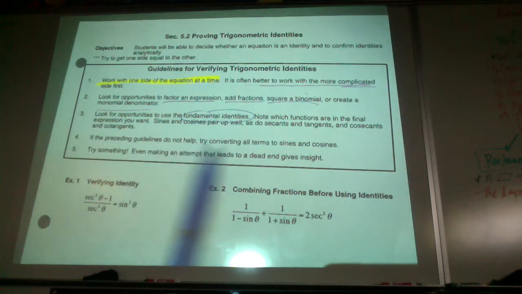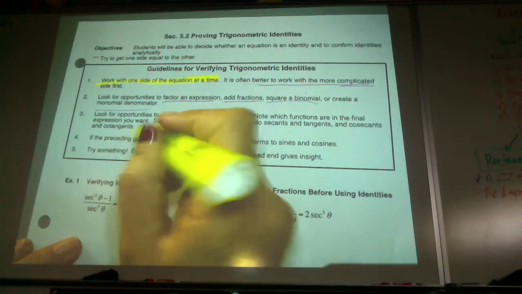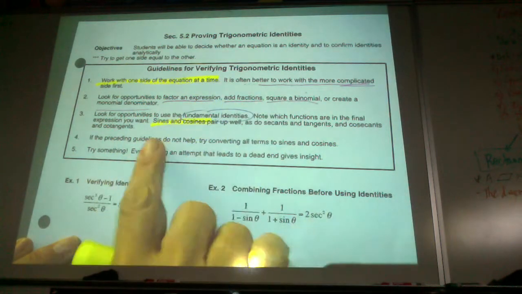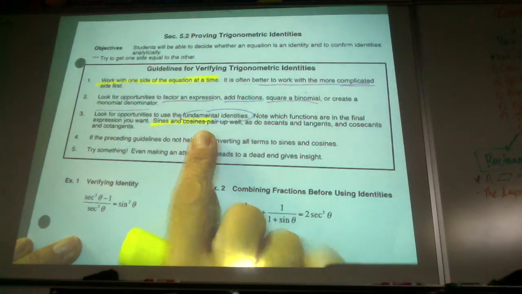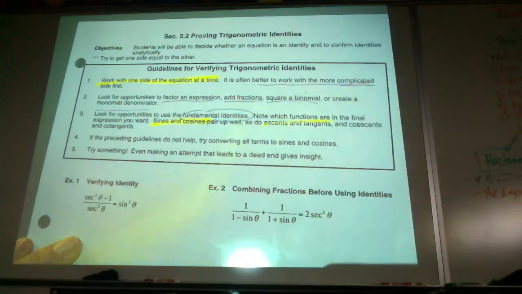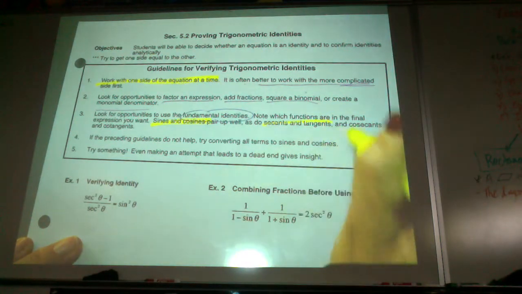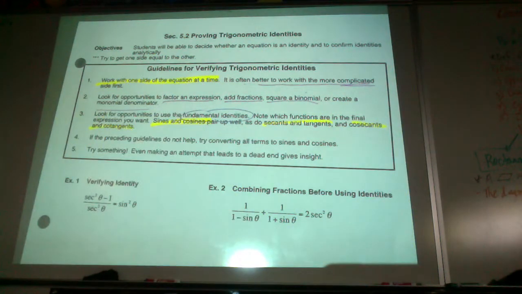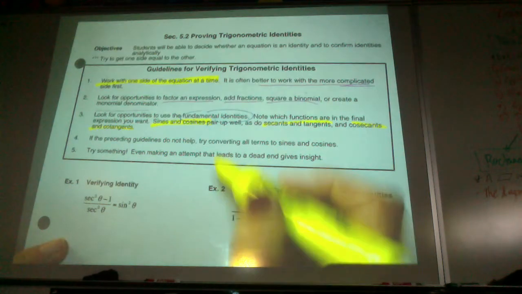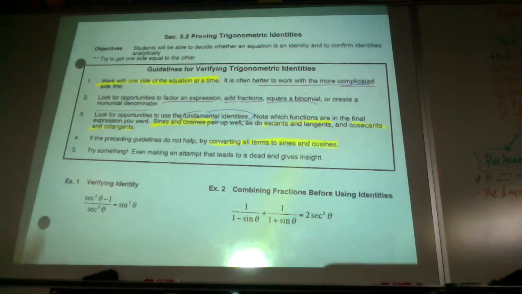Sines and cosines pair up well, and we can see this in the Pythagorean identity. Sines and cosines are one Pythagorean identity. There's another Pythagorean identity that has secants and tangents. And then the final one has cosecants and cotangents. So they always pair up well, because if I can convert them into something that looks like a Pythagorean identity, I can swap them out. Number 4, if the preceding guidelines do not help, try converting all terms to sines and cosines. That's something that you learned in 5-1.